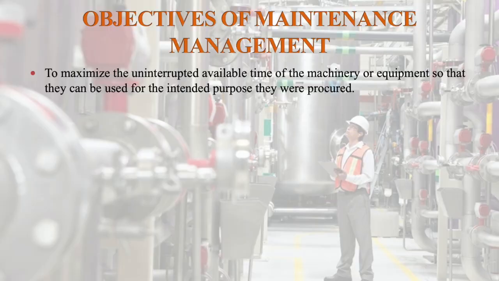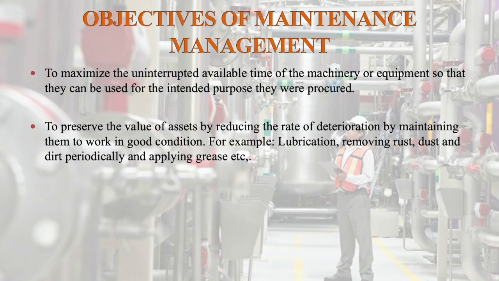To maximize the uninterrupted available time of the machinery or equipment so that it can be used for the intended purpose for which it was procured. This is one objective. Next, to preserve the value of assets by reducing the rate of deterioration, by maintaining them to work in good condition. For example, lubrication, removing rust, dust and dirt periodically, and applying grease, etc.